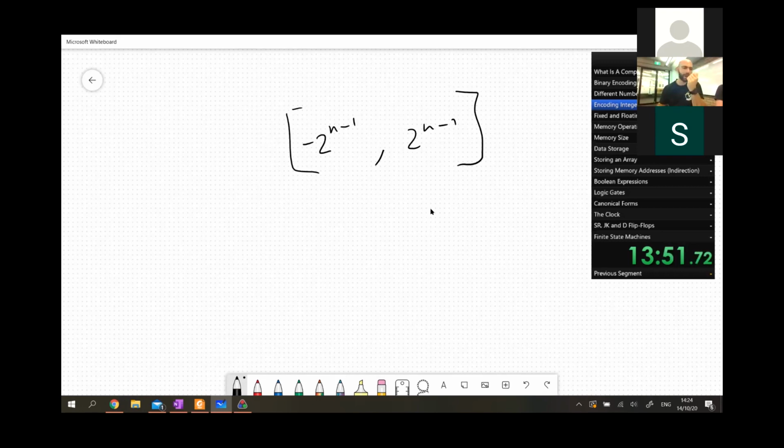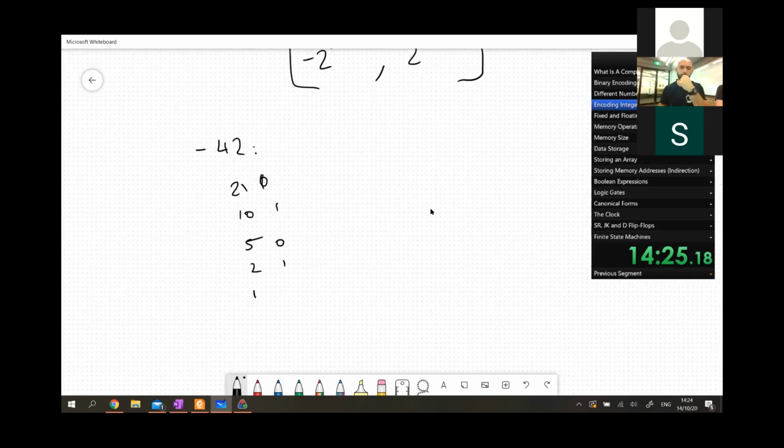So to get around that, we have this ingenious conception of 2's complement. The steps to go from a normal number into 2's complement is, say we have negative 42. We put 42, so the absolute value of 42, into binary, which we'll just do quickly. So we go 21 and 0, 10 and 1, 5 and 0, 2 and 1, 1 and 0, and 0, 1.